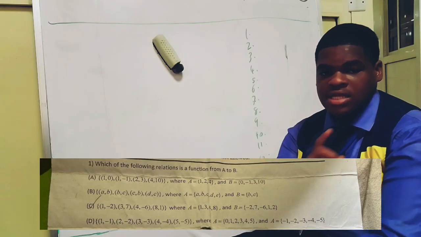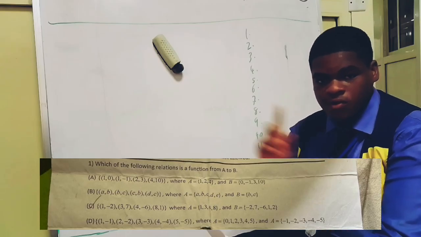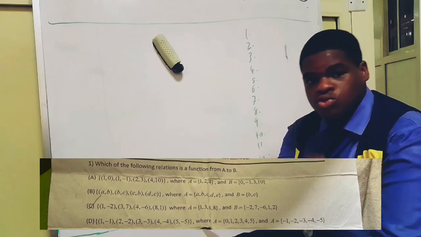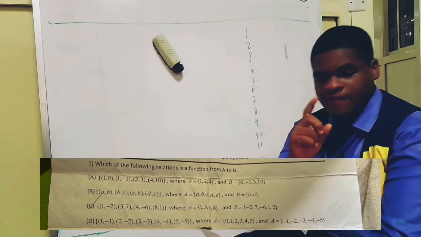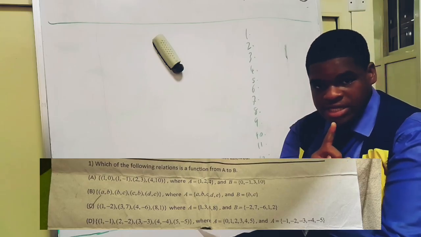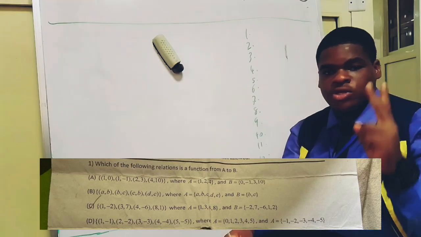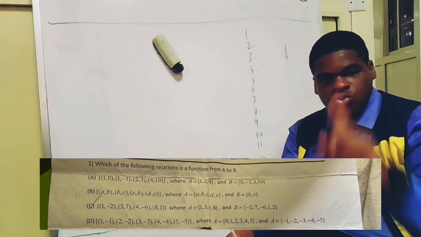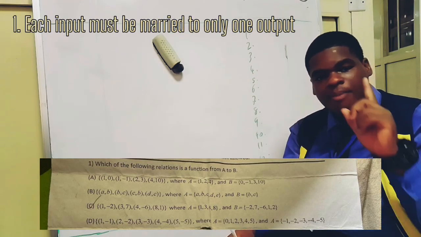In the last video, the revision video before this test review, I told you how to answer this type of question. First of all, you check. You have to make sure that there is no element in the input that has two outputs. Each input must only be mapped to one output.